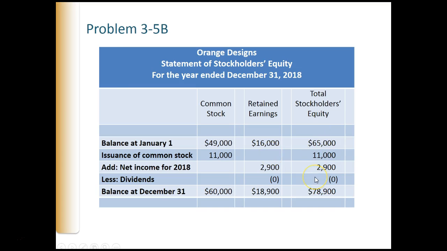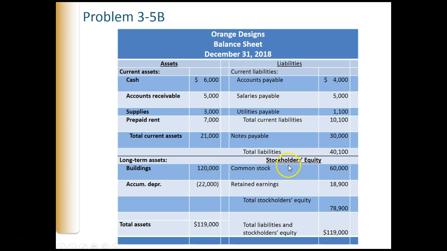The ending stockholders' equity of $78,900 shows exactly what we've comprised in the previous financial statement. Our common stock of $60,000 and our retained earnings of $18,900 give us our stockholders' equity of $78,900. We need that information to fill in our balance sheet. As you see here, the accounting equation plays out with our balance sheet: assets equal liabilities plus stockholders' equity.